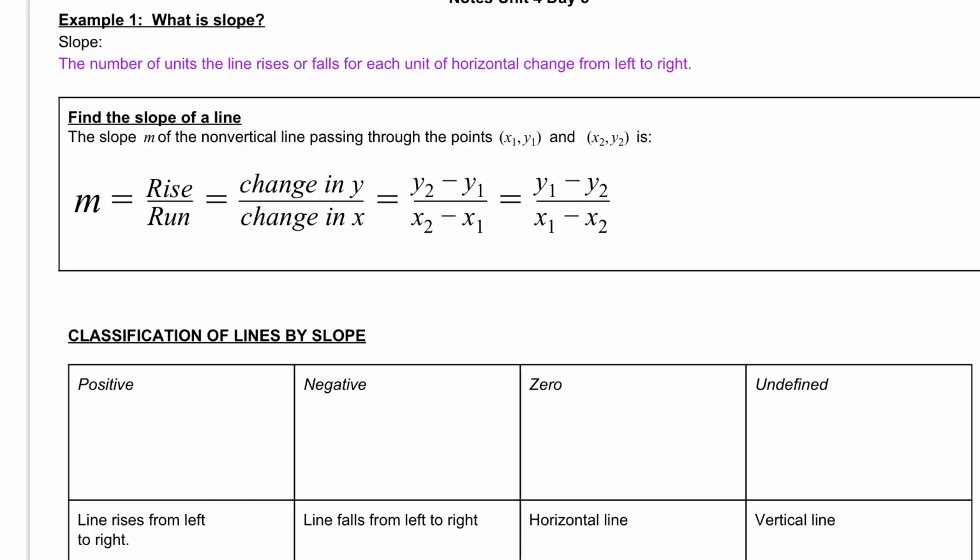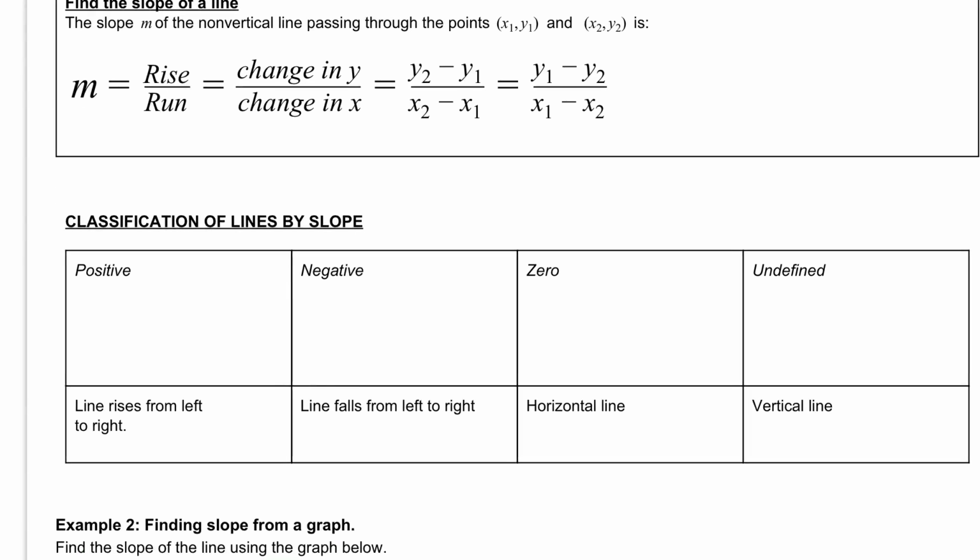The other thing we want to talk about is the classification of our lines by slope. If we have a positive slope, it's going to look like the following. So if this is my x and y axis, and I draw a line with a positive slope, that means the line is going to rise from the left to the right. So as I work my way from the left to the right, my line is going to go up. That's a positive slope. If I have a negative slope, so if here's my x and y axis, as I go from the left to the right, my line is going to fall or go down. So my line is going to look like this.